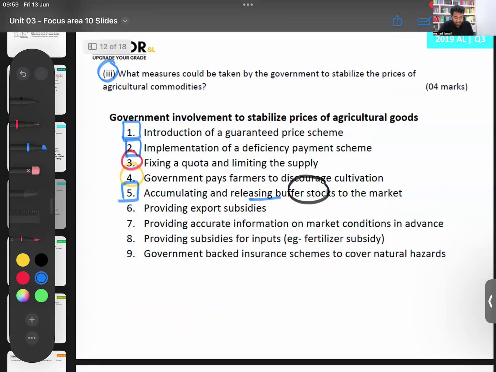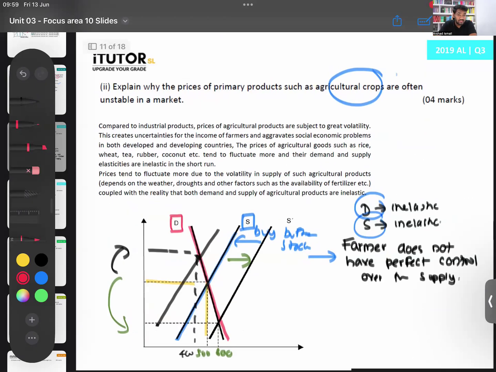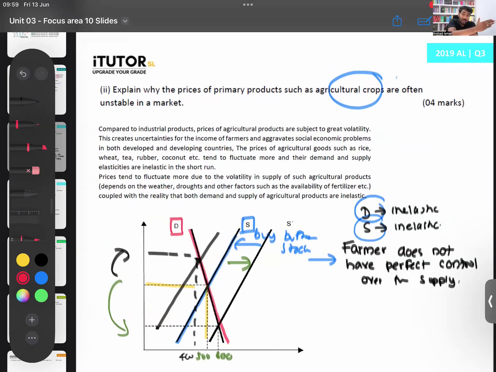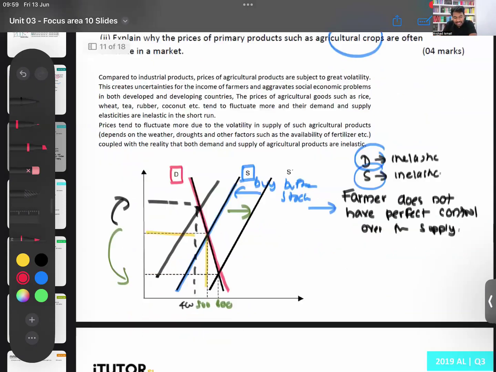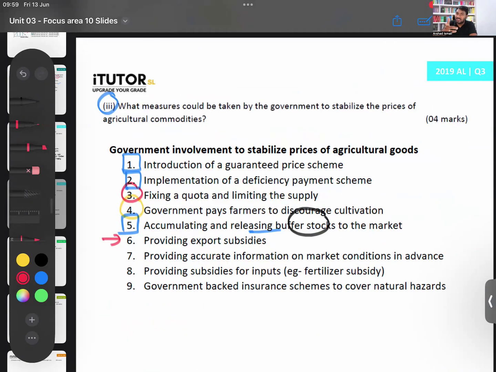Yes, importing and exporting is also there. So now another thing, number 6, that's my next point. You can export. Now, if my local farmers all produce and all try to supply domestically, domestic supply will increase, price will come down. So what the government can do is encourage some of these farmers to export. Government can give them export subsidies, things like that.